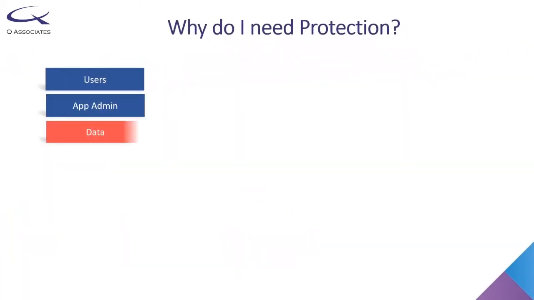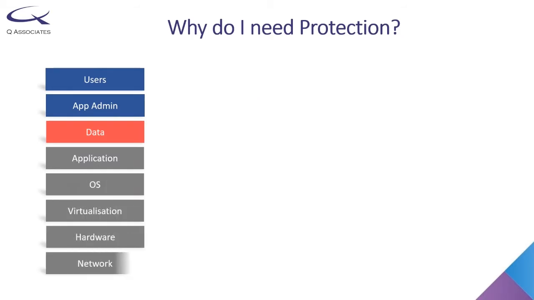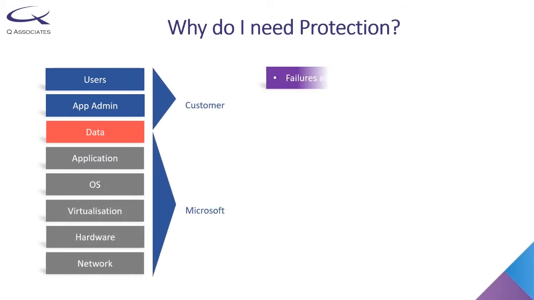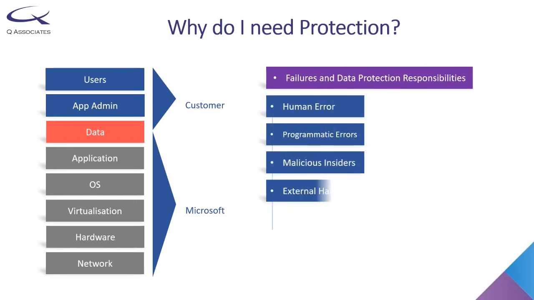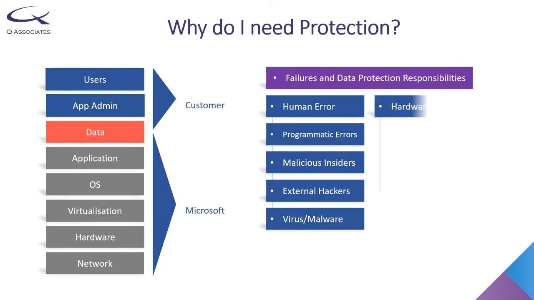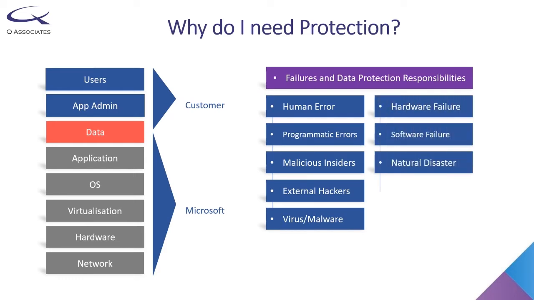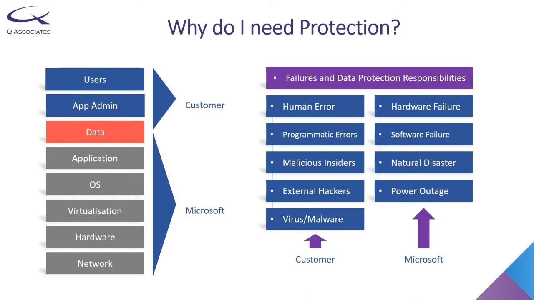If we look at why you need that protection, just down the left-hand side there, we can see the application stack building out, and we can see that Microsoft take care of the application, the operating system, the virtualization layer, the hardware layer, and the networking as well. Now you can also see that the arrow extends into the red data box that's highlighted, and it's a half and half between the customer and Microsoft in terms of responsibility. So customers maintain the users and the application admin, and then they've also got responsibility of the data along with Microsoft. So it is a joint responsibility.